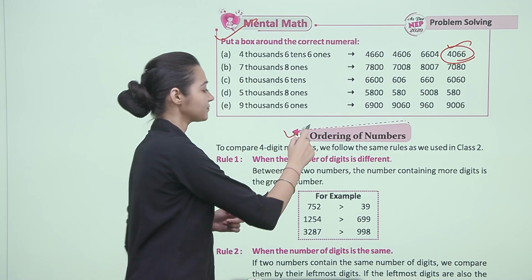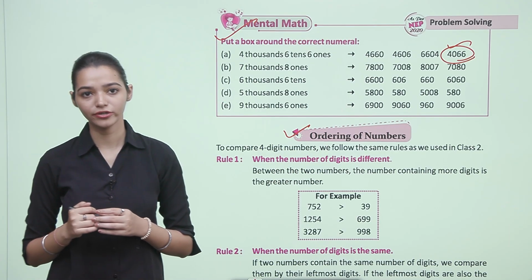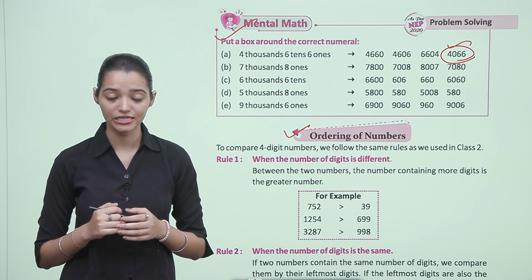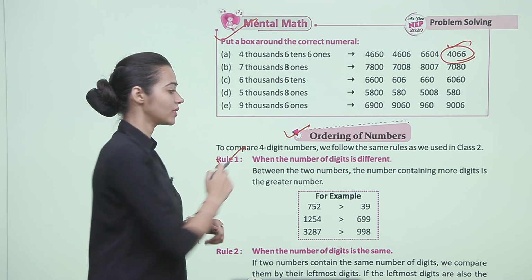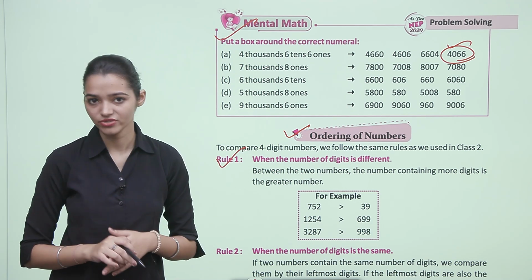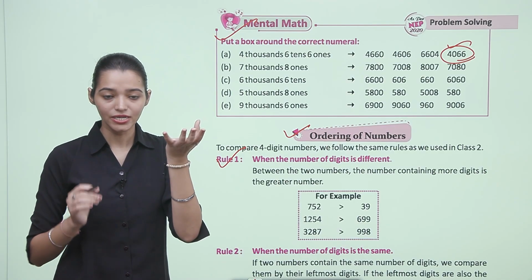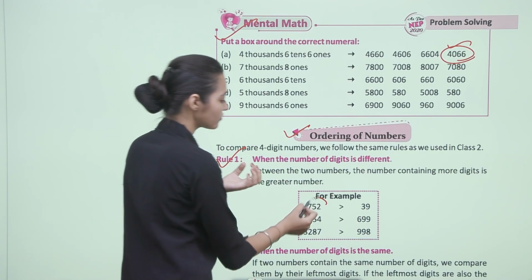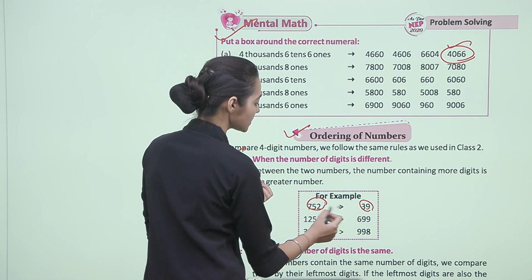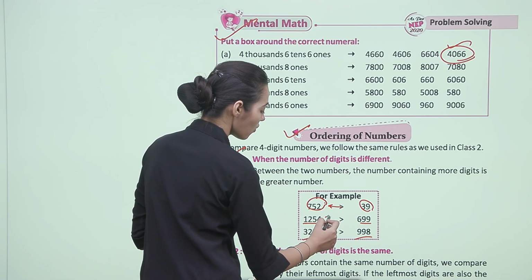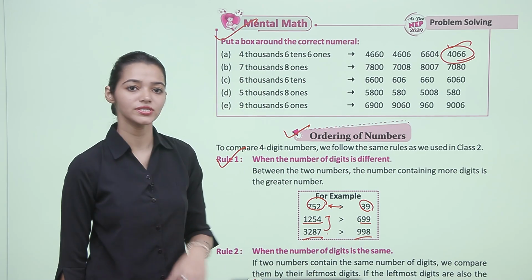Now our next topic is ordering of numbers. To compare 4-digit numbers, we will follow the same rules as we used in class 2. Rule 1 is very simple: when the number of digits is different between two numbers, the number containing more digits is the greater number. For example, here we have 3 digits in this number and 2 digits in that one, so this one is greater. 4 digit, 3 digit, 4 digit, 3 digit. So all these numbers are greater numbers.